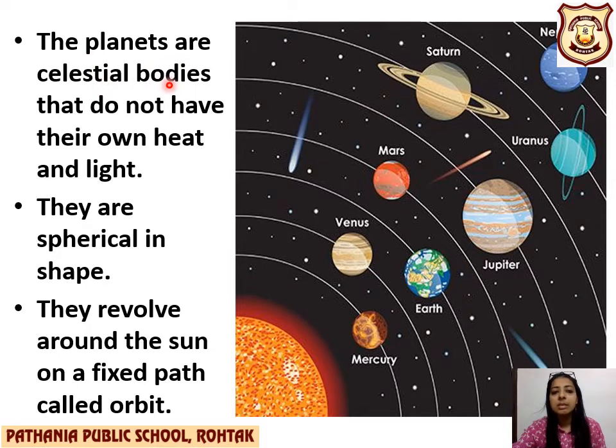The planets are the celestial bodies that do not have their own heat and light. जैसे हमने पढ़ा stars में, they have their own heat and light. Here, planets do not have their own heat and light. They are spherical in shape. All you can see, they all are spherical in the shape. They revolve around the sun on a fixed path called orbit.